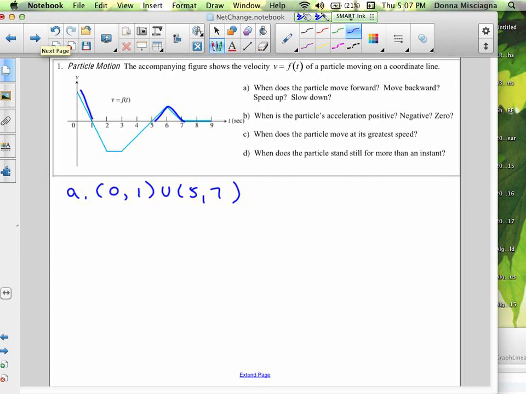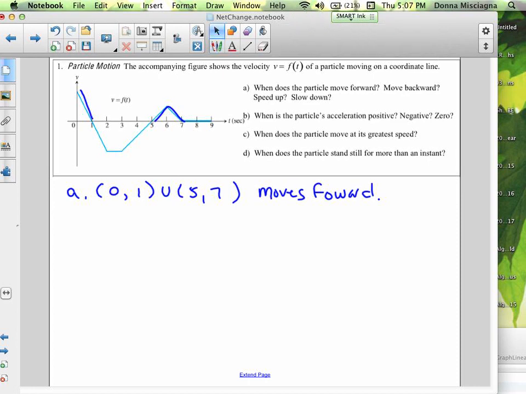Oh, so I should probably write what this is. This is move forward. Moves forward. Moves backwards. All right, so anywhere the velocity is negative, it's moving backwards. So it's moving backwards from 1 to 5.